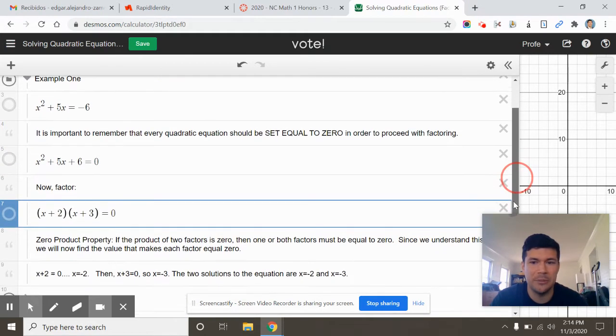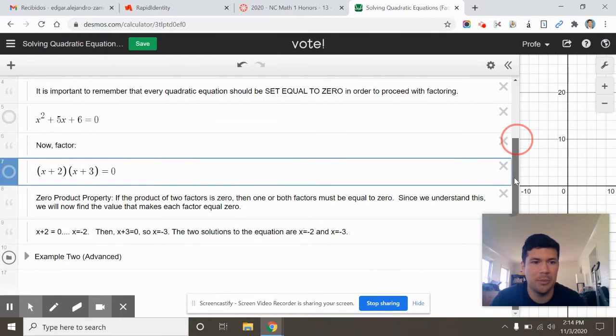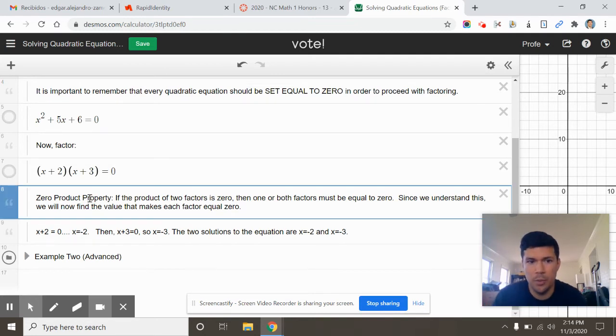So that is x plus 2 times x plus 3. All right, that's why we did so much factoring practice. And essentially, here's what we have: two factors that when multiplied have a product of 0. So something times something else equals 0. Well, let's talk about the zero product property. That's important to note. If you have two factors whose product is 0, then one of the factors has to be 0.